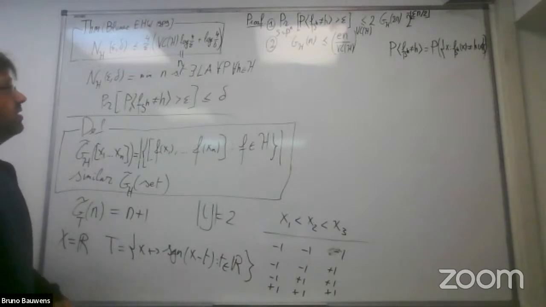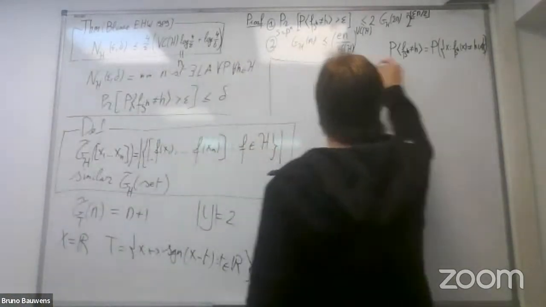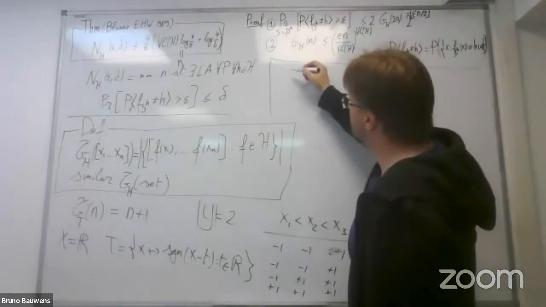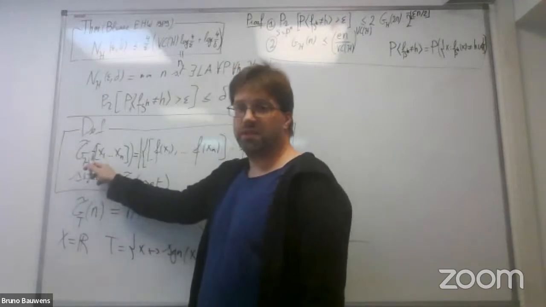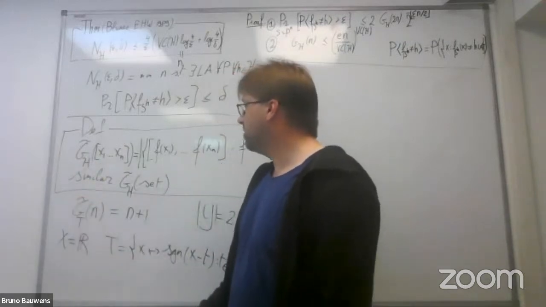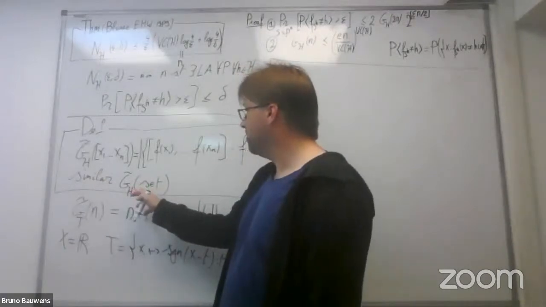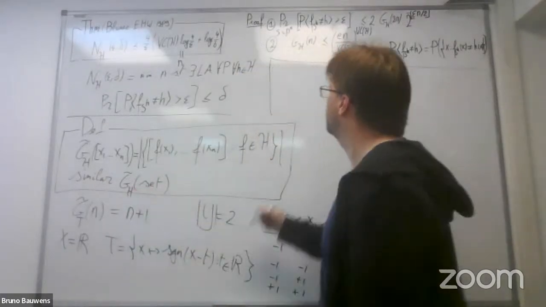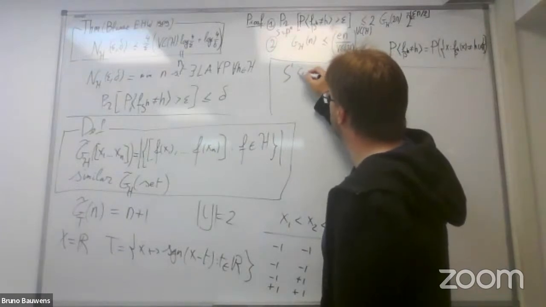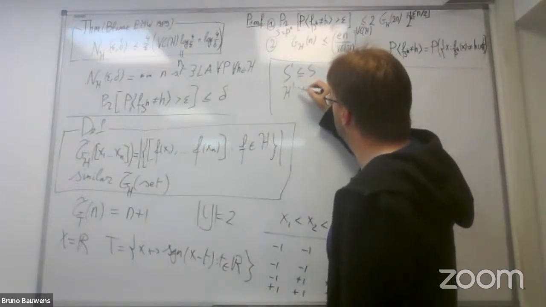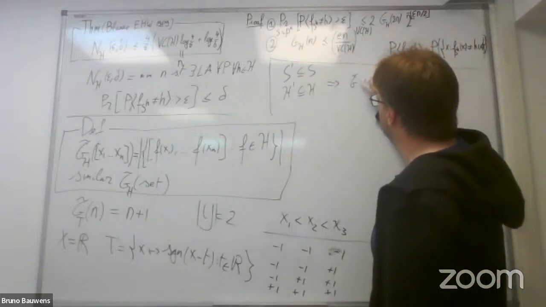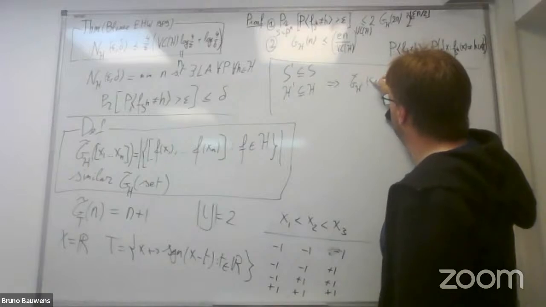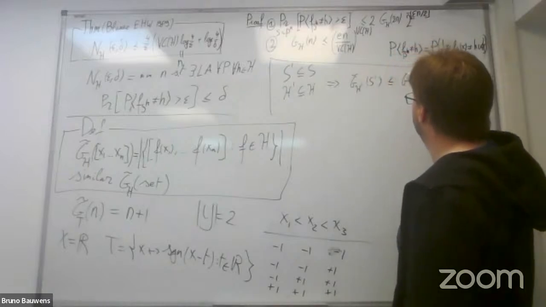And let us list a few obvious properties. So for example, the growth function is monotone in the hypothesis class. And the growth function is also monotone for set inclusion. So if S prime is a subset of S and H prime is a subset of H, then we know that the growth function of H prime on S prime must be bounded by the growth function of H on S.